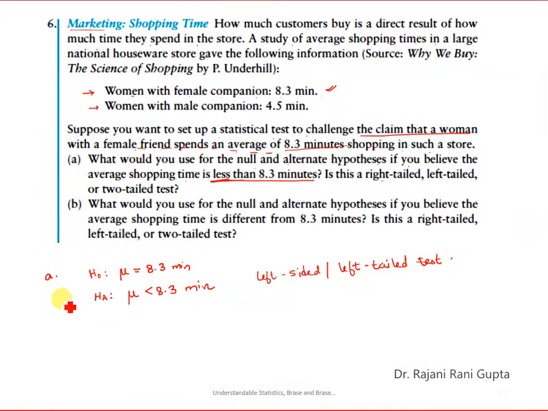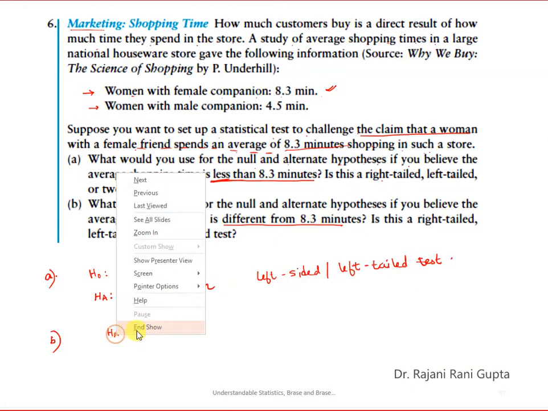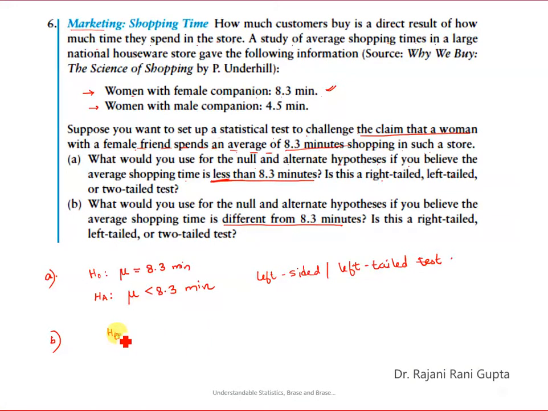Okay, now let's go to part B. What would you use for the null and alternative hypothesis if you believe the average shopping time is different from 8.3 minutes? So here the null hypothesis will be the same because we are testing the average time, which is 8.3 minutes. So we agree with the statement that the average time is 8.3. Now for the alternative hypothesis, suppose it is not 8.3, then what will it be?